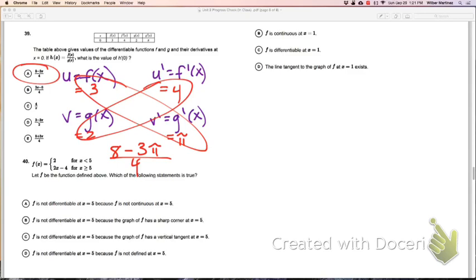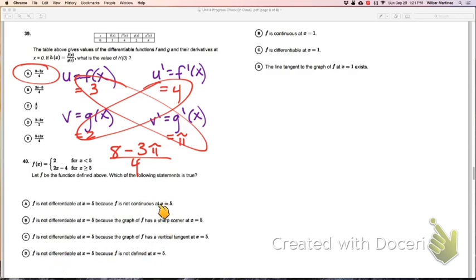For the next one, it says, let f be the function defined above. Which of the following statements is true? And if you look at all the answers, it all has to do with something about 5, which is the breaking point. And they want to know whether or not it's differentiable at 5. And then, well, obviously it's not, because every single answer choice says it's not differentiable at 5. So the reason why is what we're looking for.